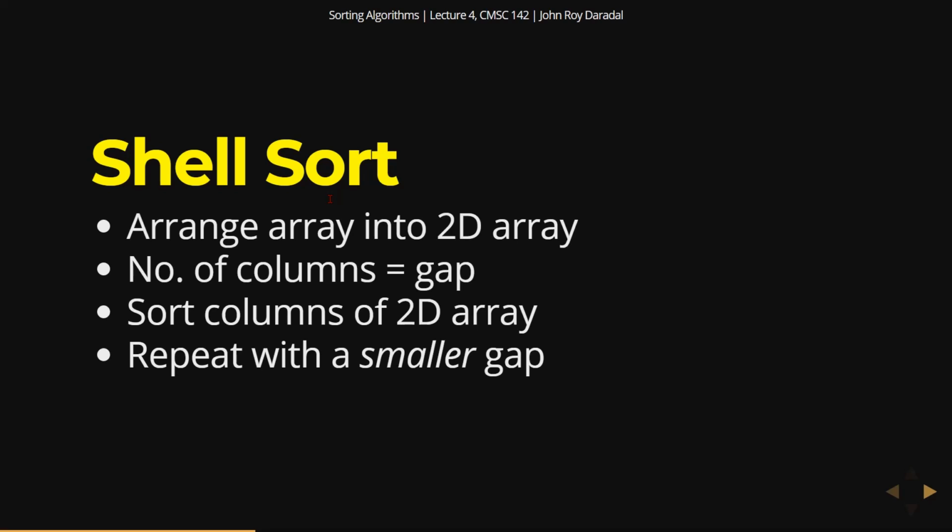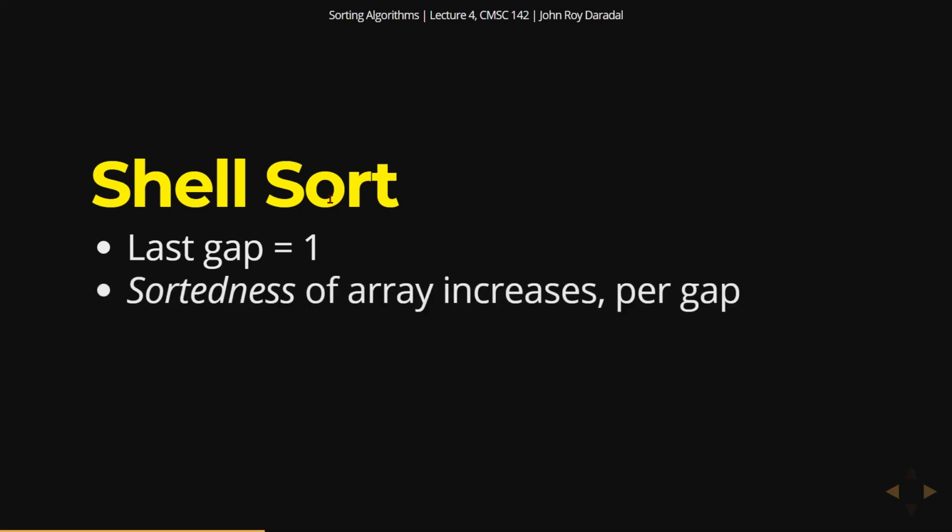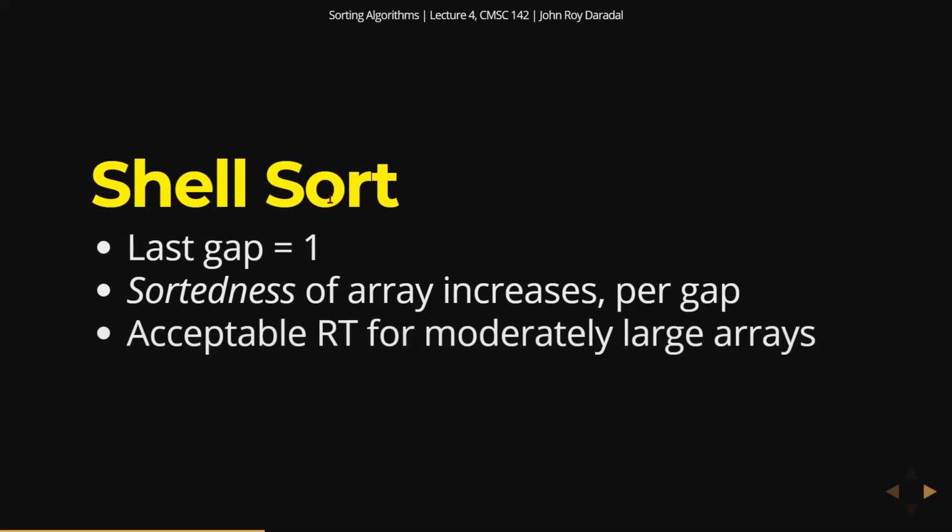So if you used 4 as the initial gap, you could use 2 as the next gap until the last gap is 1, and then that's when you sort everything. As usual, the sortedness of the array increases per gap. It is known to have acceptable running time for even moderately large arrays. Earlier, insertion sort, bubble sort, and selection sort only work for small arrays because they are n squared in the worst case. But shell sort has acceptable running time even for big arrays.